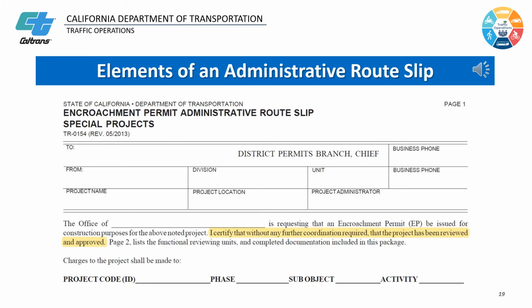He or she must sign at the provided space and provide accurate charging information including project code, phase information, CUB, object and activity code for the project.